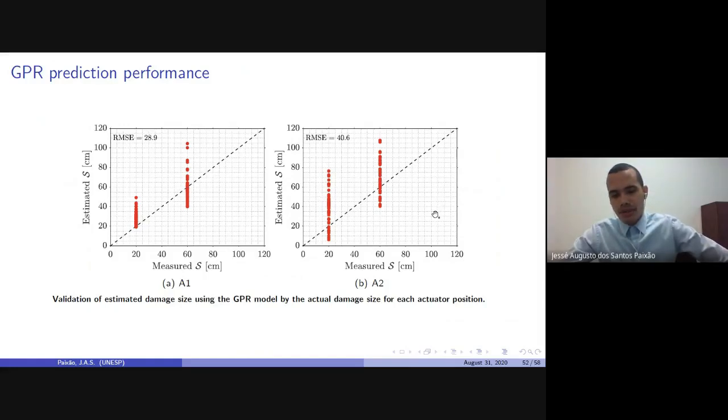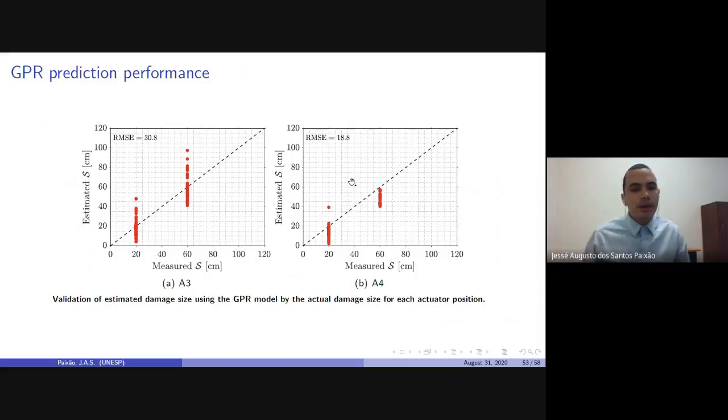For actuator position A2, you can note a larger deviation from this diagonal line, which represents the optimal performance. And this is reflected in the root mean squared error computed. We can see that actuator position A1 presents a lower root mean squared error compared with actuator position A2. If we compare with actuator positions A3 and A4, we note that the lowest root mean squared error is observed for the actuator at position A4. Then it should be the better actuator position to perform the damage quantification in this case.